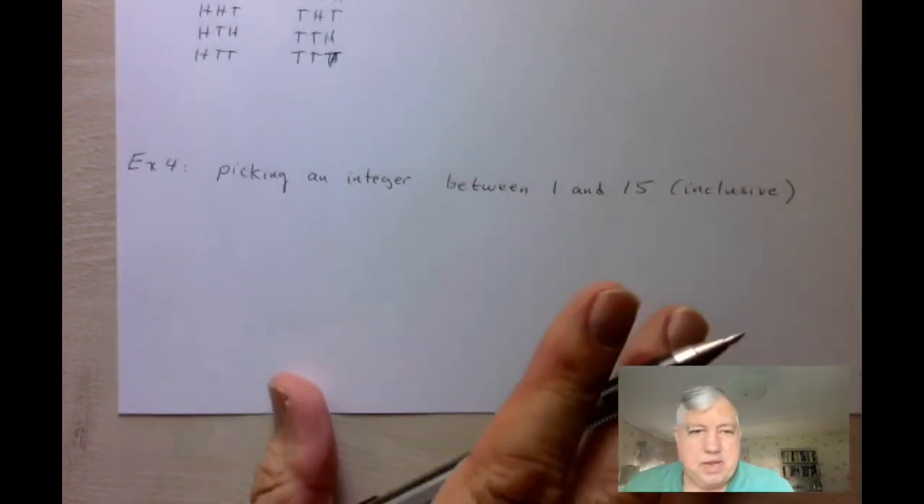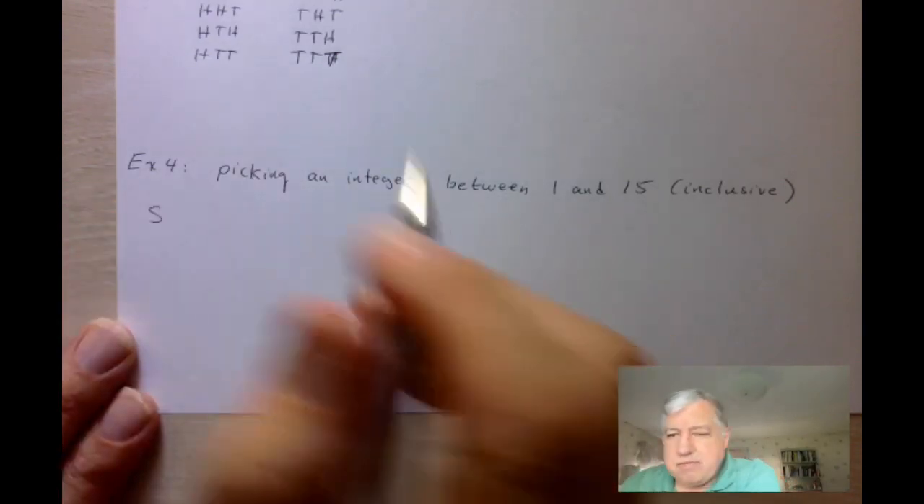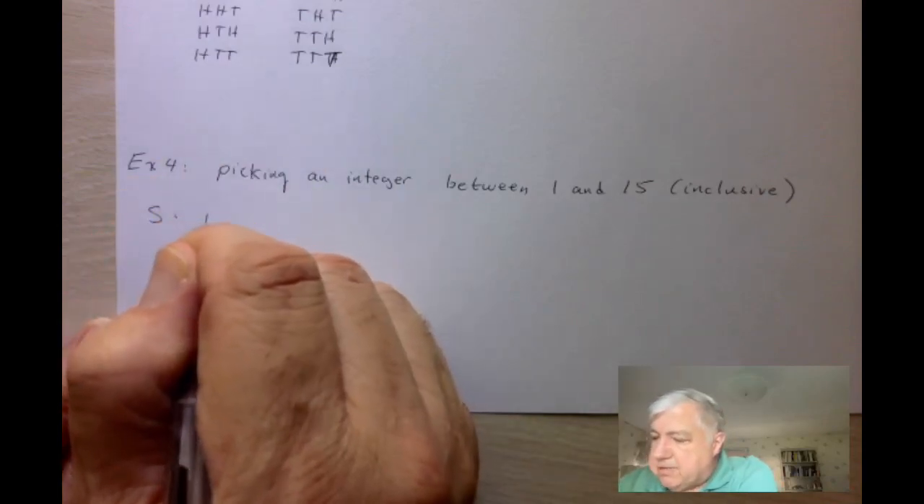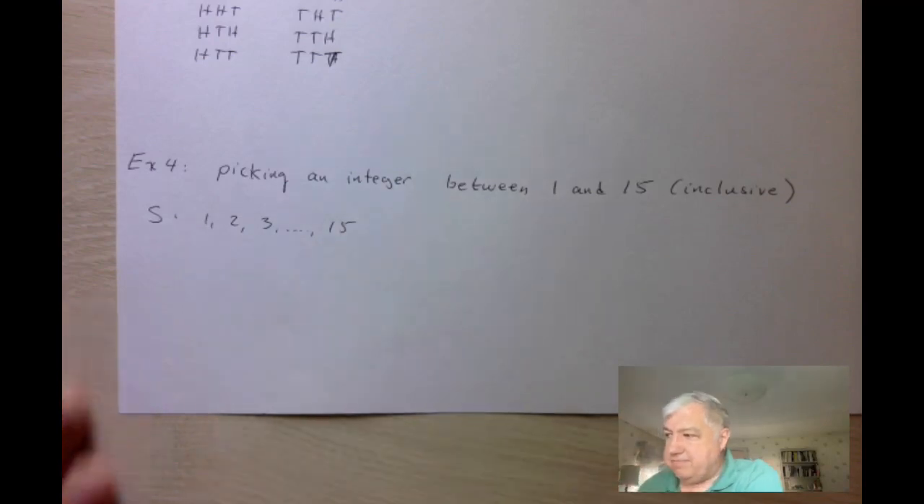If we are picking an integer between 1 and 15 inclusive, the sample space, that's pretty clear, right? It's just going to be 1, 2, 3, all the way up to 15.